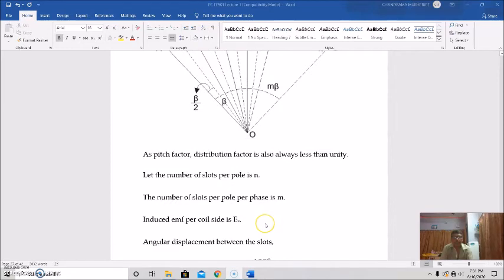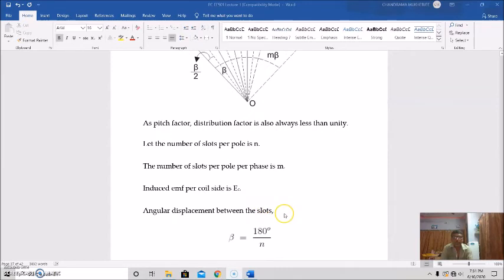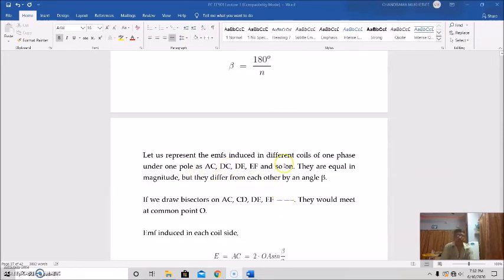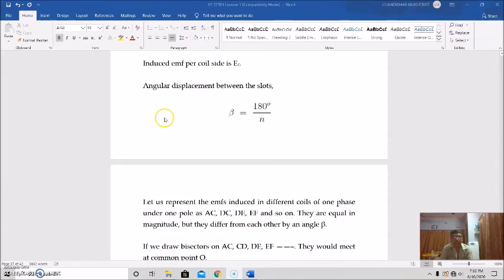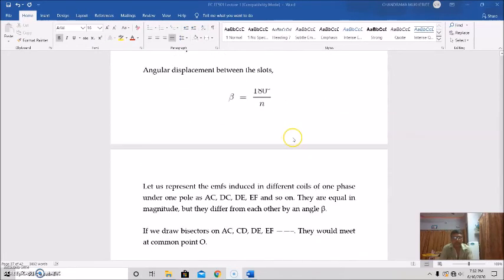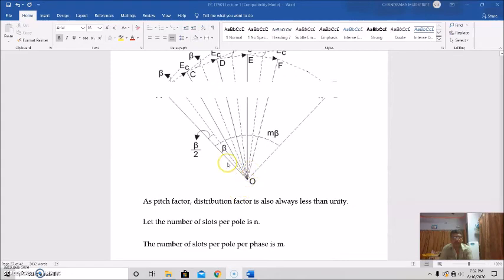So in that case, the induced EMF per coil side is EC, this one. The angular displacement between the slots is how much? 180 degree by n, the number of slots. Then it is beta. The EMFs induced in the different coils of one phase under one pole are represented as AC, CD, DE, and so on. So they are equal in magnitude, but they differ from each other by an angle beta. If we draw the bisectors on AC, CD, DE, EF, they would meet at a common point O. It is shown here.